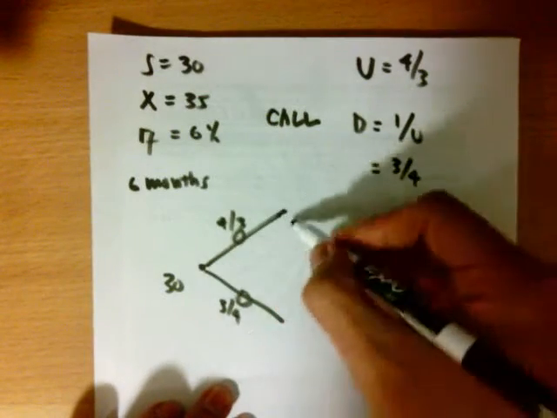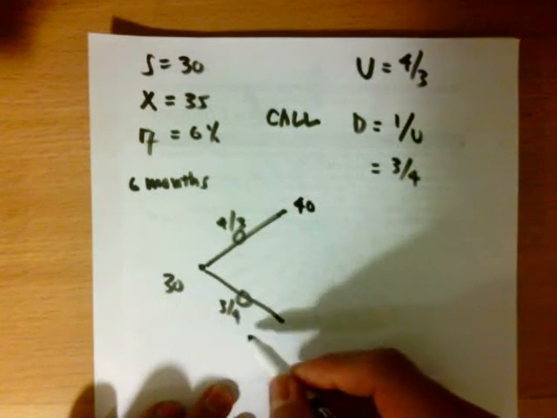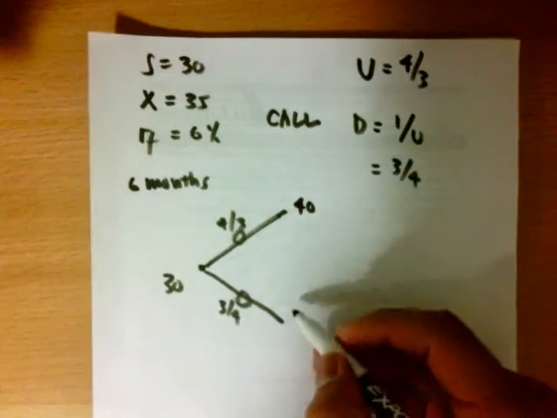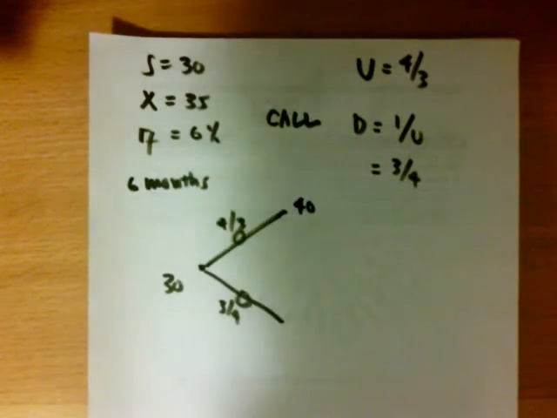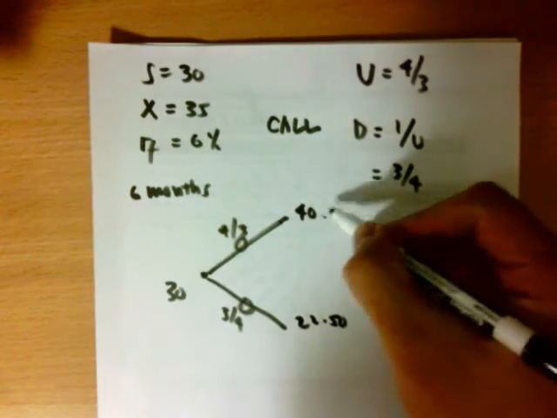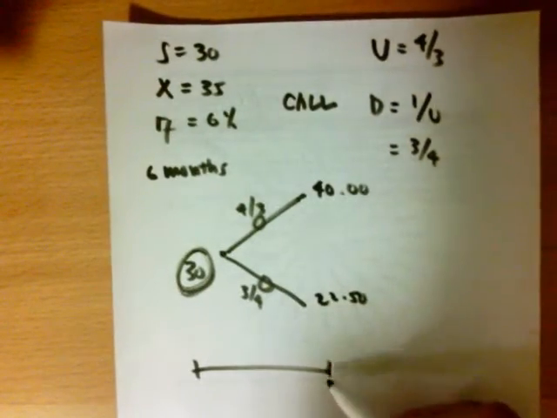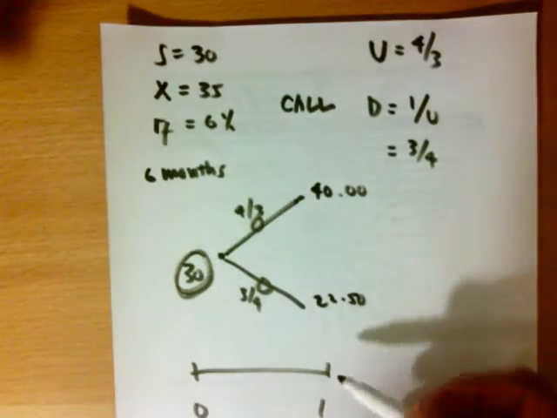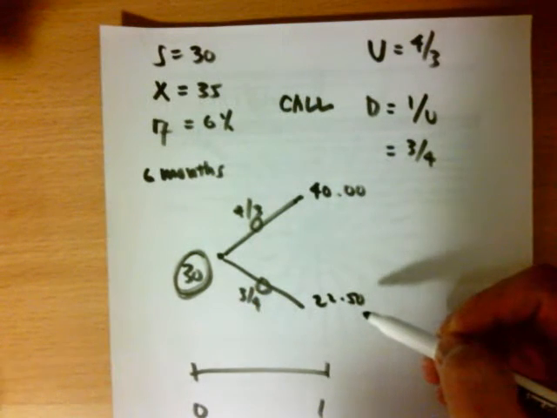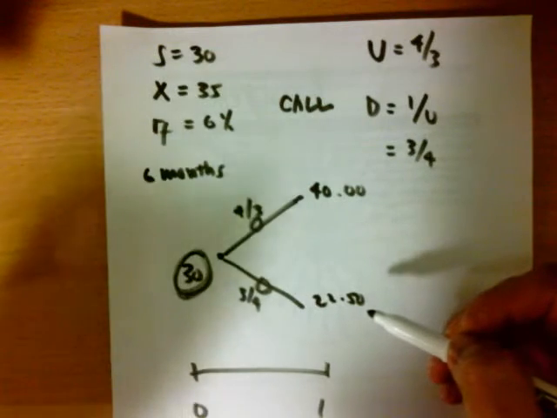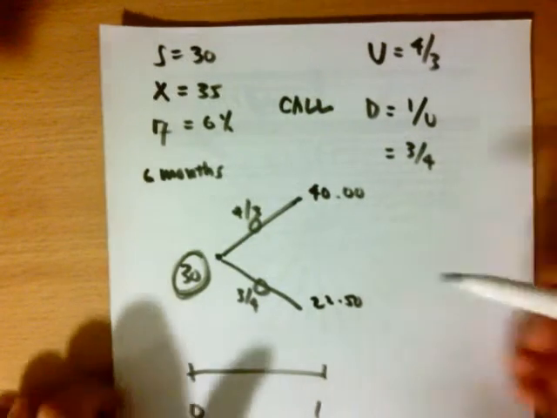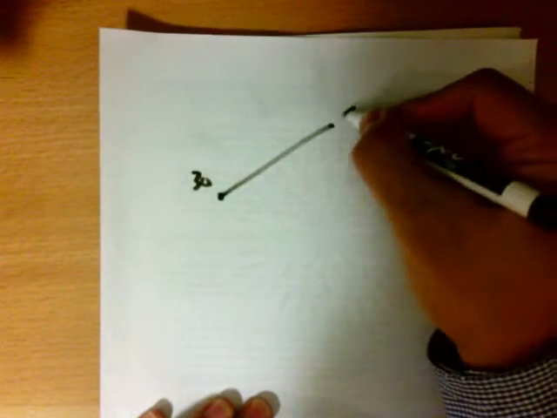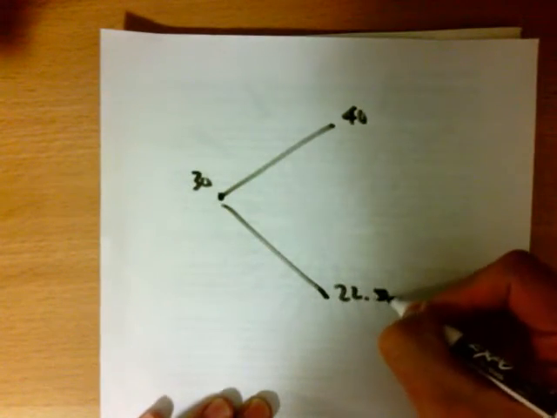So you multiply 4/3 times 30, you have $40. And here, the multiplier for downward is 3/4. So you multiply 3/4 times $30, and you should get $22.50. Okay? So, let's recap. This is the stock price today, and one period from now, you will know that the price is either $40 or $22.50. That's the possible value of the stock one period from today. Okay? All right. So now let's continue. So this is $30, this is $40, and this is $22.50.